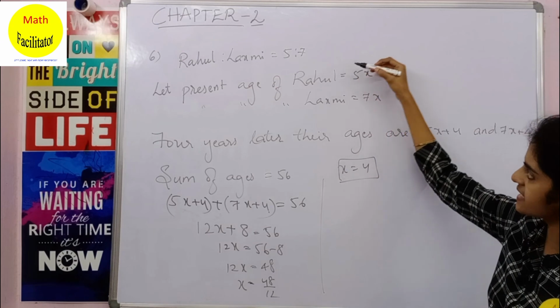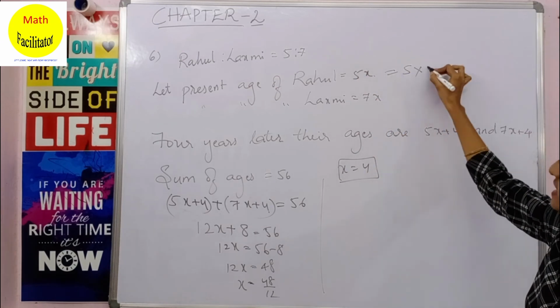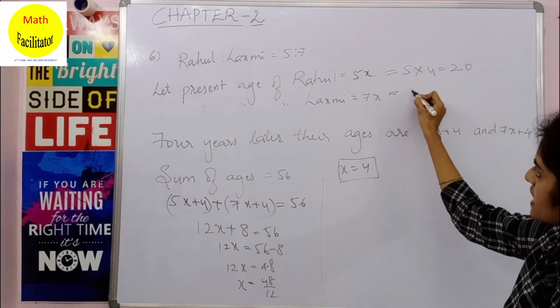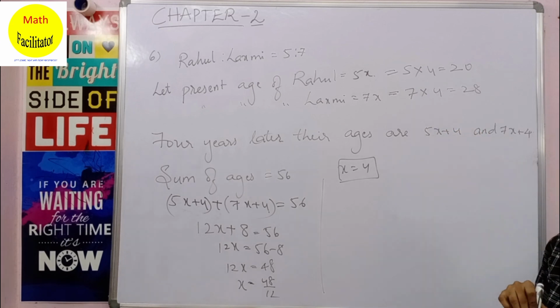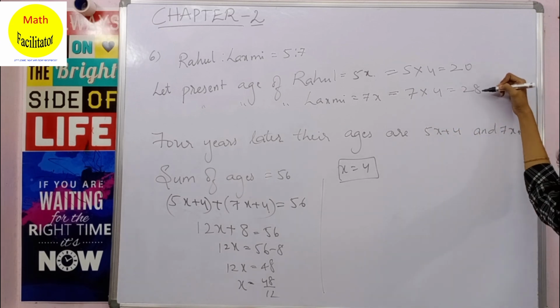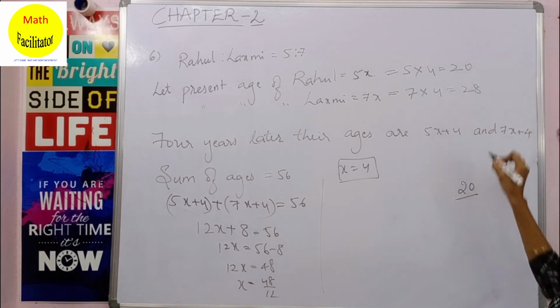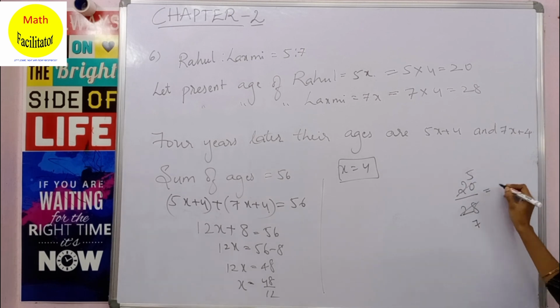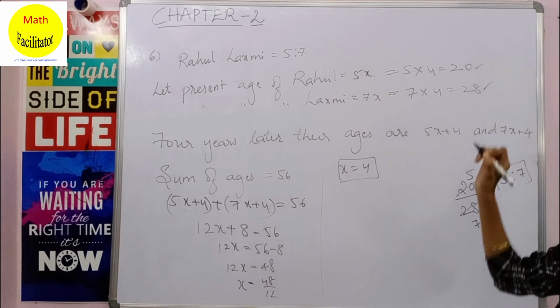Okay. So you got x as 4. Now what is the present age of Rahul? It is 5x. So it is 5 into 4, so Rahul's age is 20 years. Okay. Now Lakshmi is 7 into 4, so it is 28 years. Clear? Now you can recheck your sum. How? Now Rahul's age is 20 and Lakshmi's age is 28. Okay, 4 5s are 20, 4 7s are 28. So 5:7 is the ratio. It is satisfying. Yes, so the present age of Rahul is 20 and Lakshmi is 28 years.